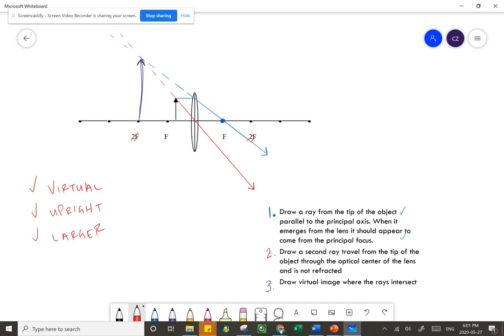So we have a virtual, upright, and larger image. Again, the steps that we followed are exactly the same as yesterday. Okay, it's just the way we are using the focal point, or where the focal point is located, is a little bit different than yesterday. Okay.